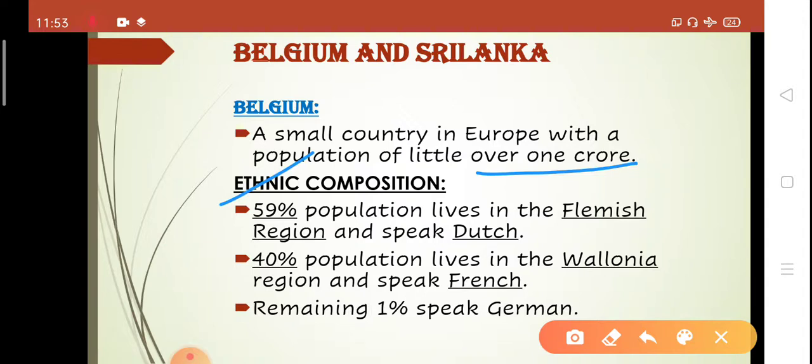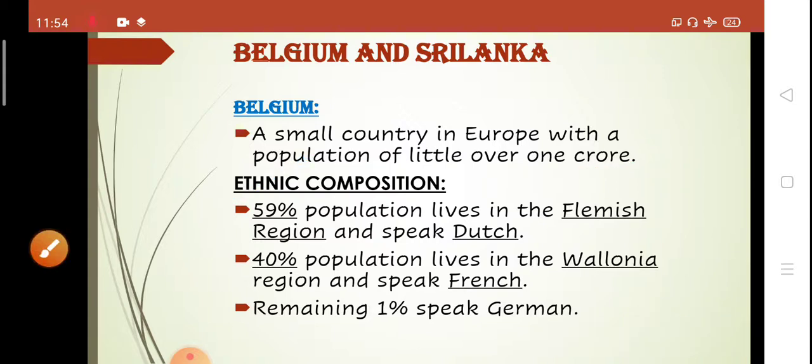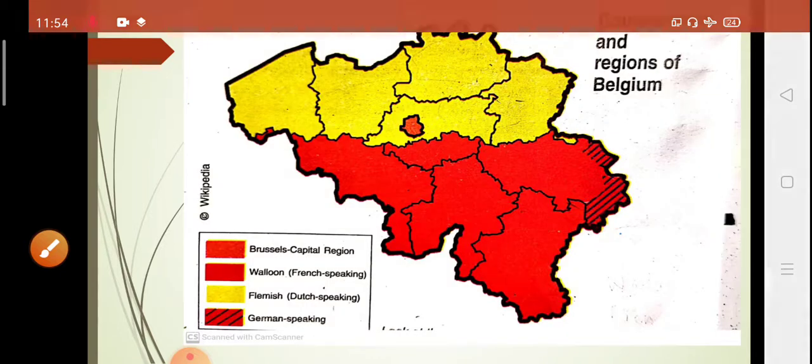So, see, from the exam point of view, both the countries, Belgium and Sri Lanka, become an important question, and every time the ethnic composition of one or the other has been discussed. So, let's discuss one by one both of them in detail. So, we're going to discuss the ethnic composition of Belgium. I'll show you a picture of the map of Belgium.